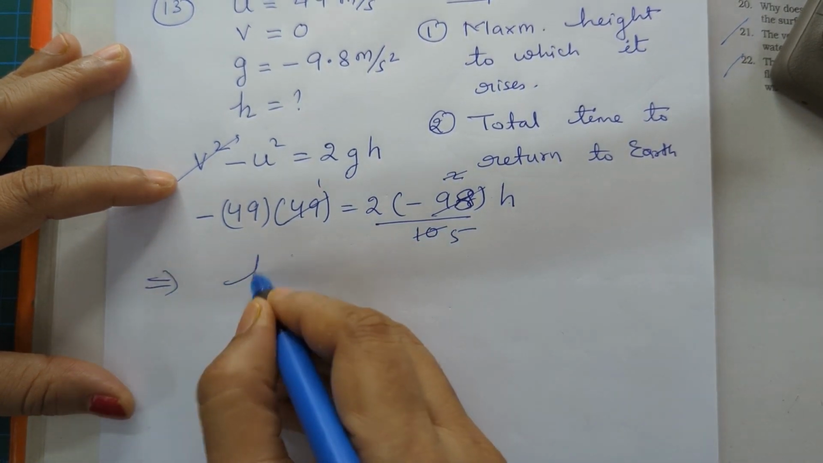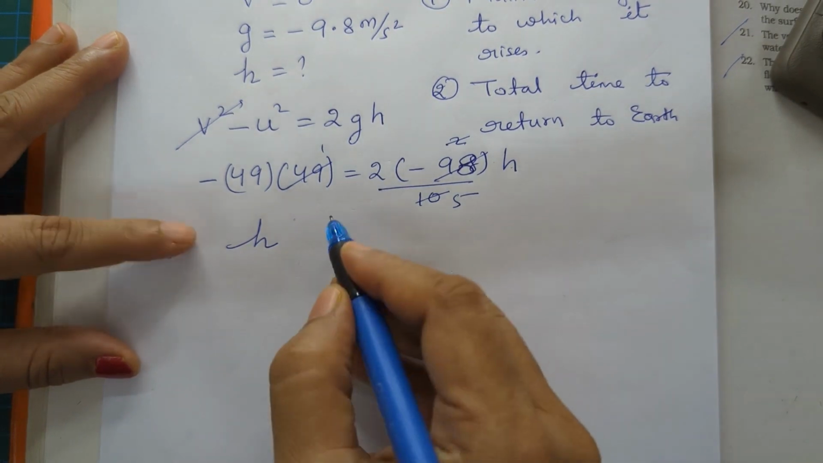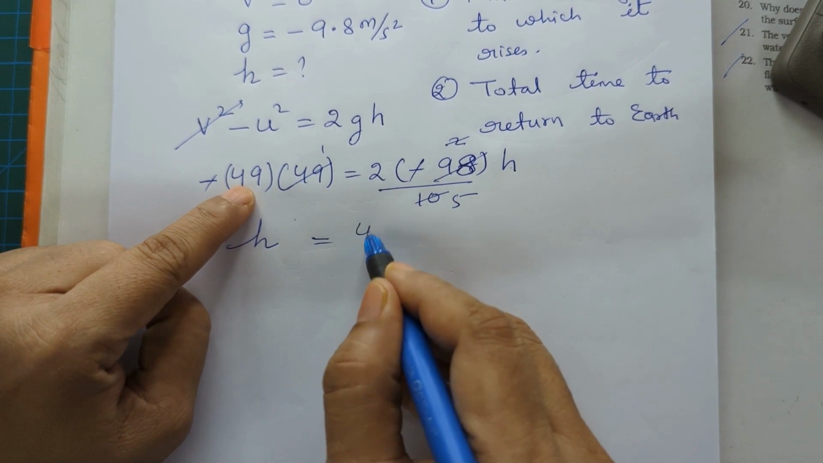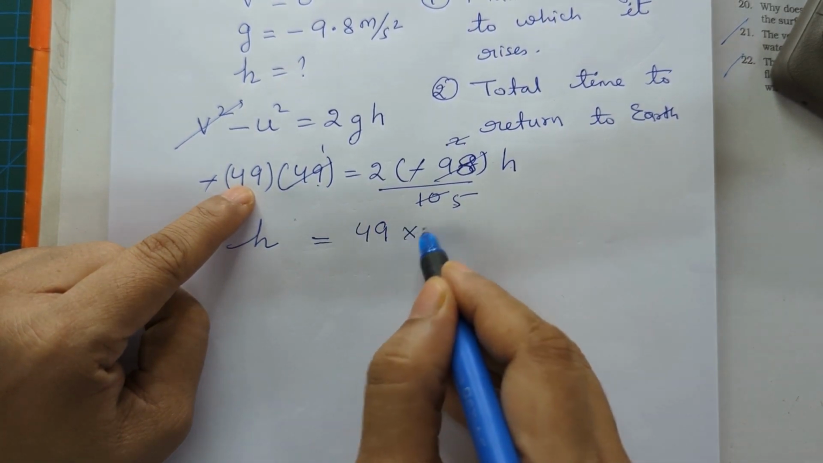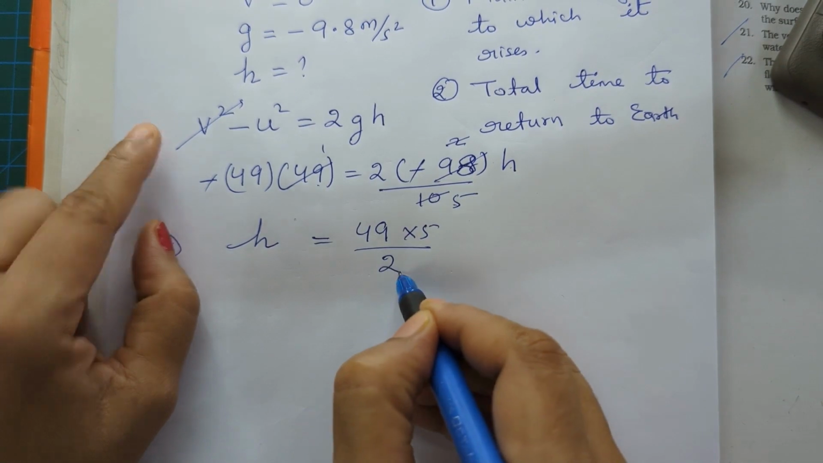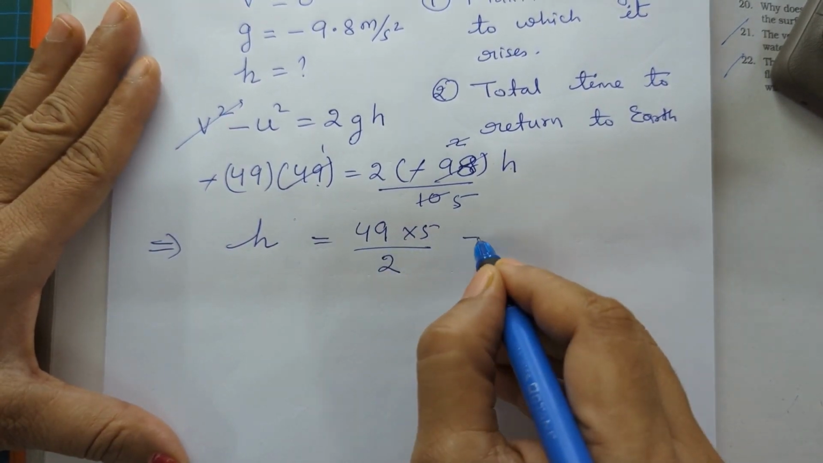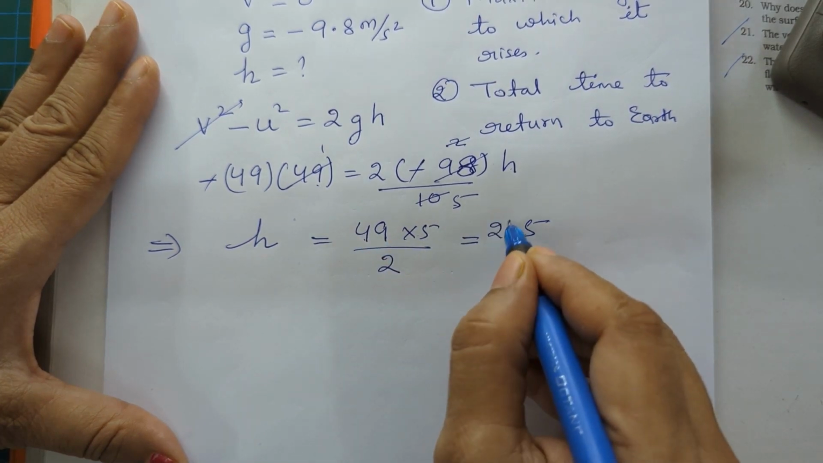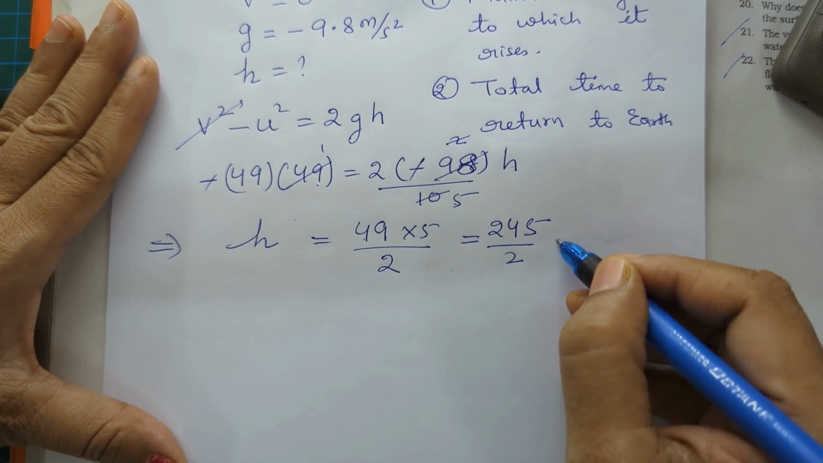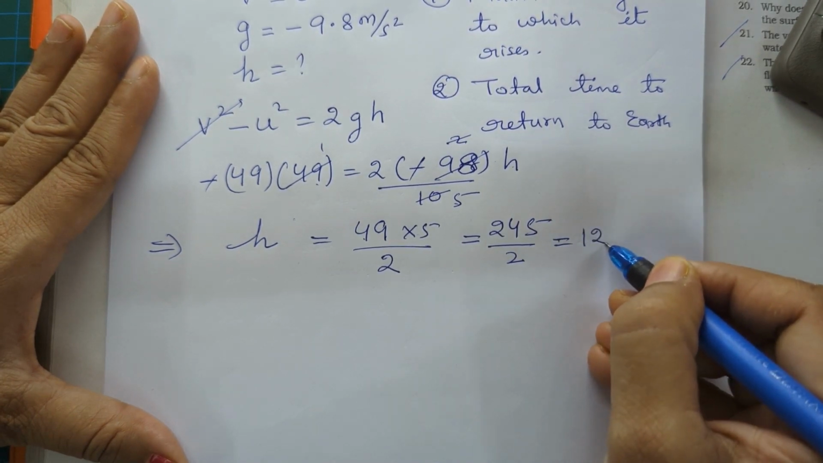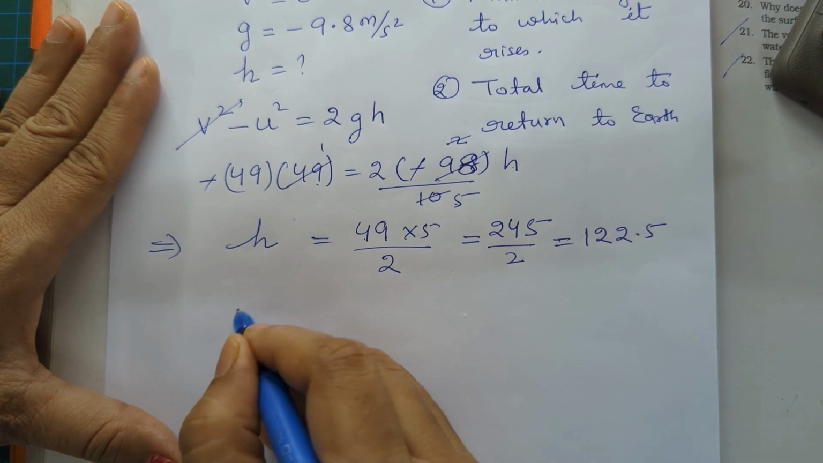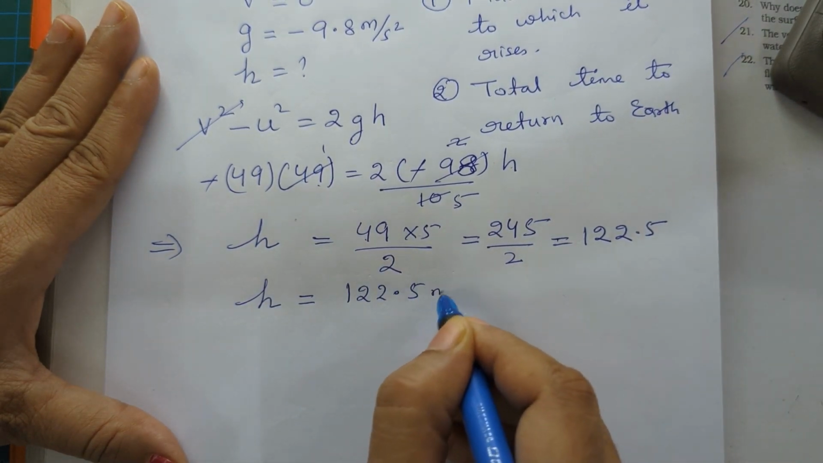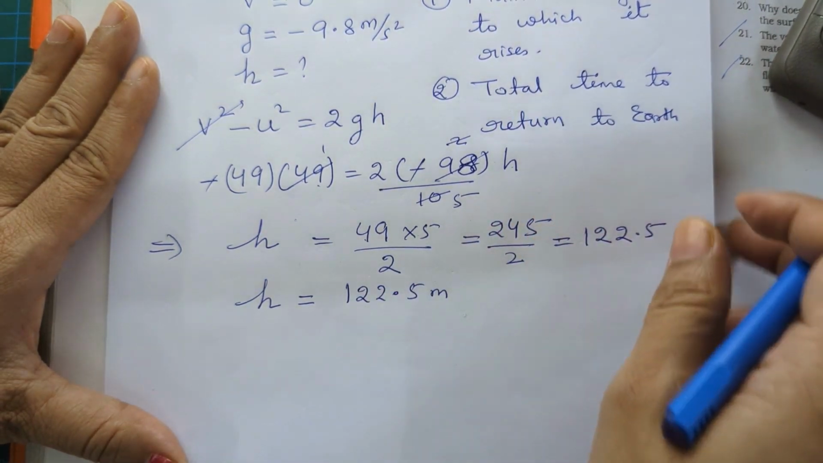So what is the maximum height attained by the stone or the ball? We can cancel this. Maximum height is, on the left side, 49 times 5 divided by this single 2. So 49 into 5: 9 fives are 45, 4 in hand, 5 fours are 20, 24, divided by 2. 2 ones are 2, 2 twos are 4, 2 twos are 4.5. So the maximum height attained by the ball is 122.5 meters.